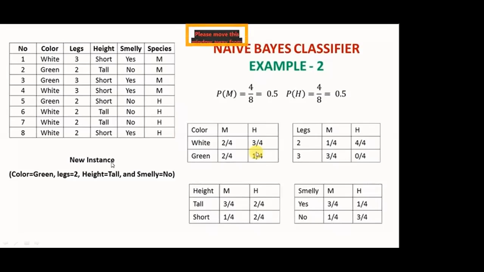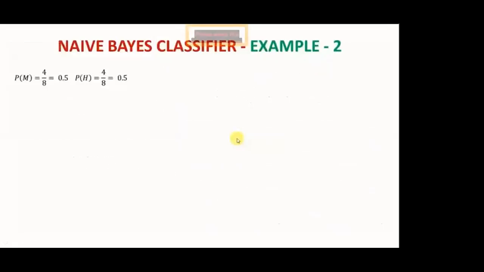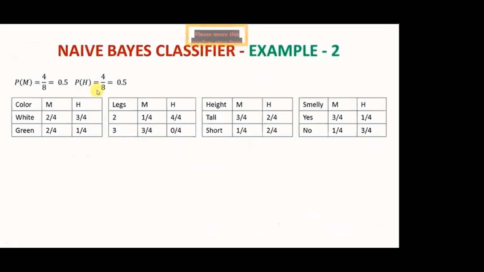Next, we have to find the probability for the given new instance. So this is our prior probabilities.